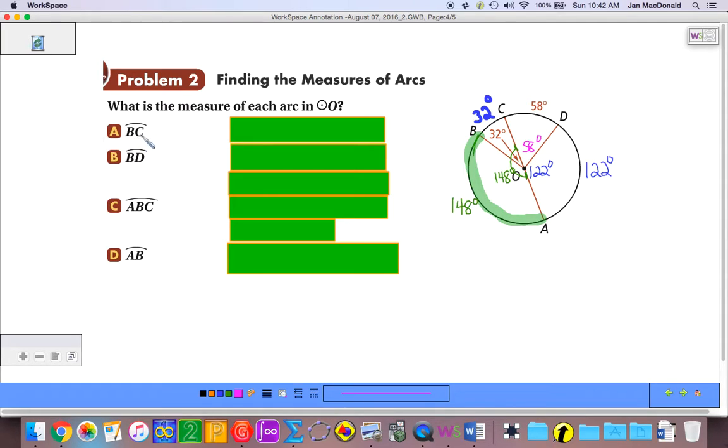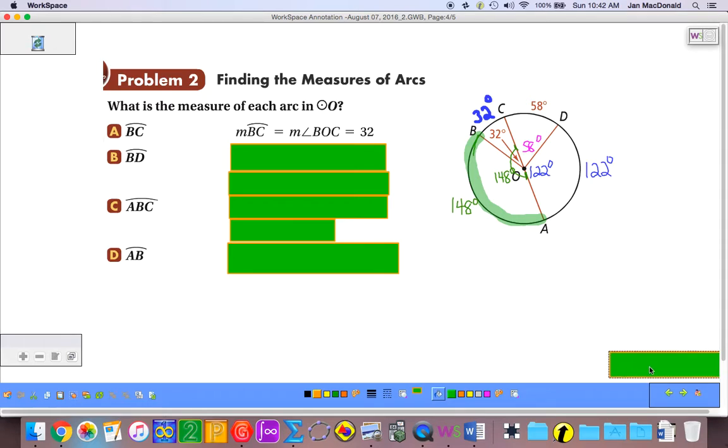Well, what's the measure of minor arc BC? And clearly we can see minor arc BC would be 32 degrees. It's equal to central angle BOC. What's the measure of minor arc BD? There's a couple different ways we could do that. The easiest way is we could add minor arc BC plus minor arc CD. So 32 plus 58 should be 90 degrees.